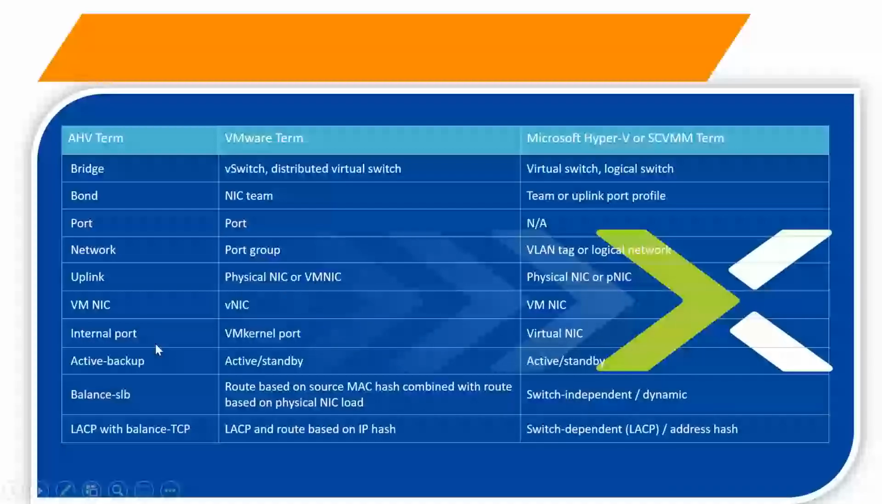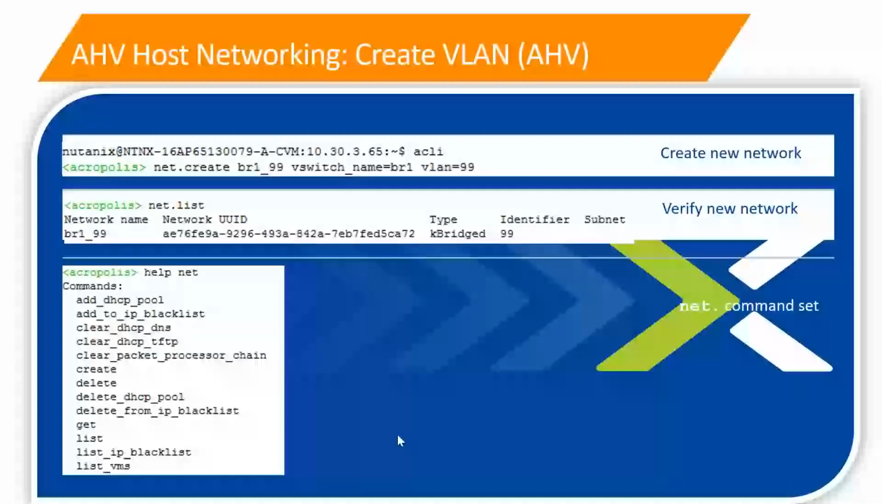Okay, internal port, VM kernel port, active backup, standby. Balance SLB, then in VM we say route based on source MAC hash, bandwidth, or based on physical link load. LACP with balance TCP, in VM we say LACP with route based on IP hash. Okay, so only the names are different, but content-wise everything is the same.